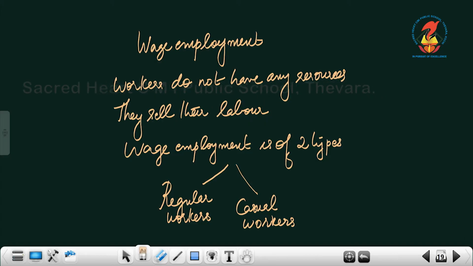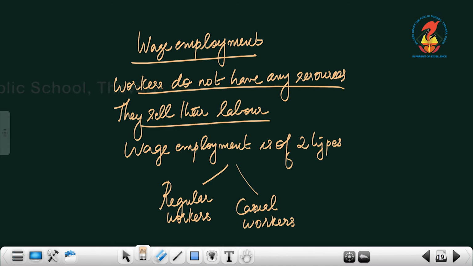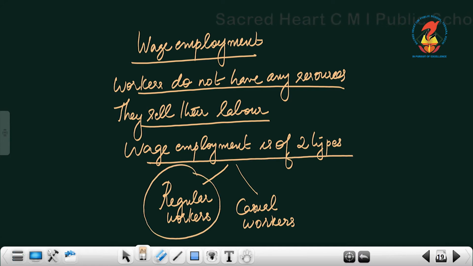Now we will move on to wage employment. Here workers do not have any resources. They will sell their labor. They use the resources of others. They will sell their labor and then they will earn the wages. That kind of employment is wage employment. Wage employment is of two types I mentioned before. One is regular workers and the other one is casual workers.